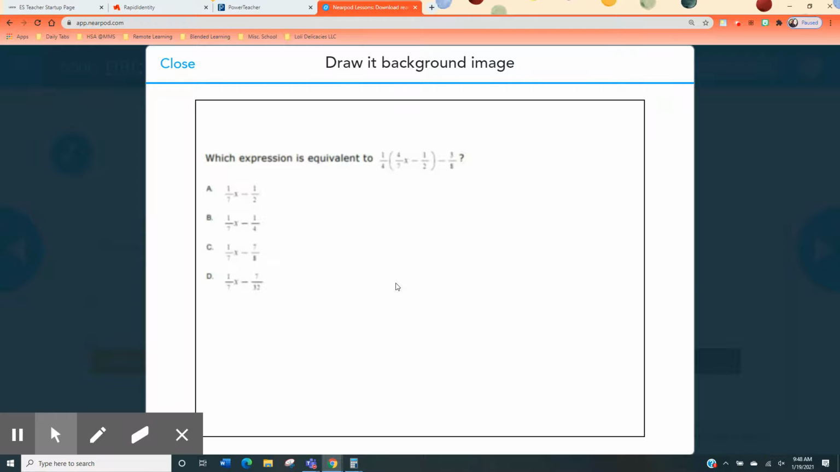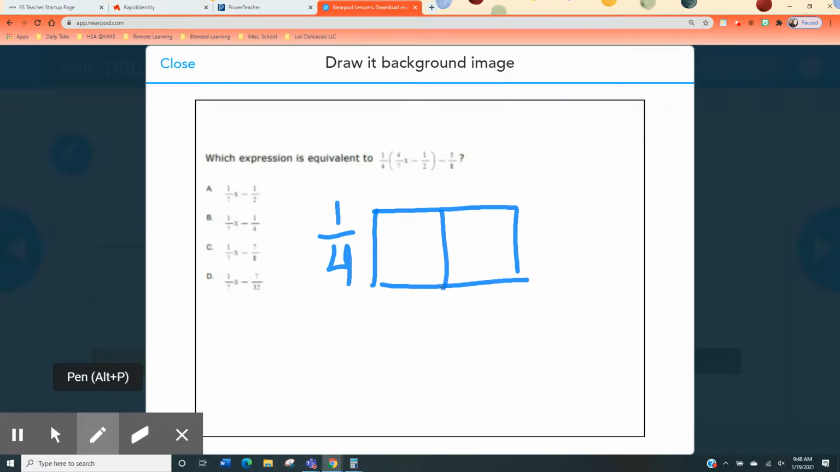This is just like the problems we've been working on. The only difference is that now we have fractions. So, which expression is equivalent to 1/4 times 4/7 x minus 1/2 and then minus 3/8. Remember, you have to multiply to get your answer inside the box first, and then we're going to go ahead and combine like terms. So go ahead and start by multiplying. Remember, when you multiply, you do not need a common denominator.